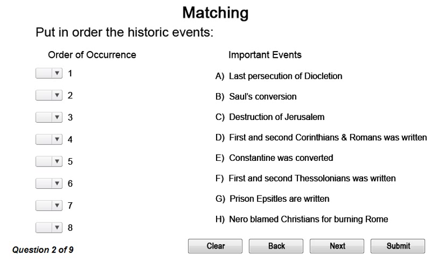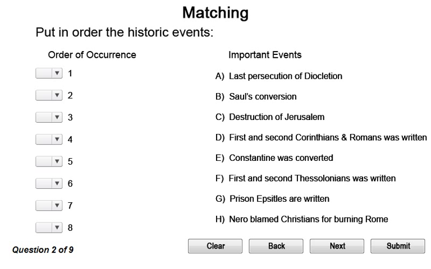Okay, here's another question: put in order the events in church history. We have the last persecution of Diocletian. That was in 303 AD. We have Saul's conversion. That will be number one. We have the destruction of Jerusalem. That was in 70 AD. We have 1st, 2nd Corinthians and Romans written. That would be during his missionary journeys.